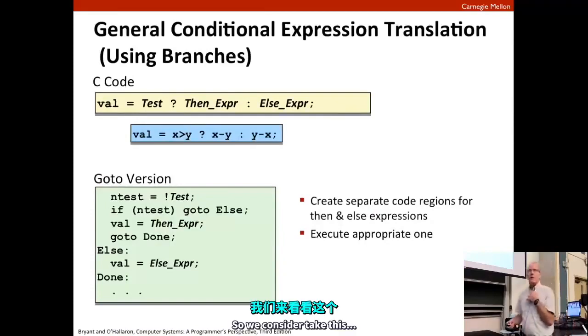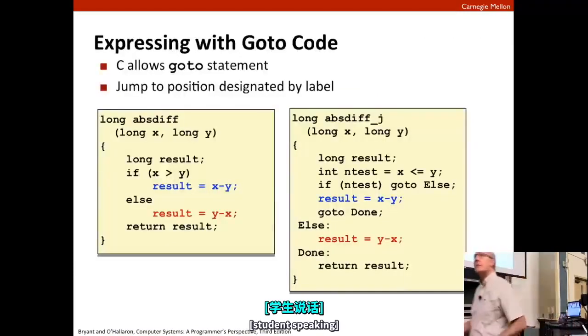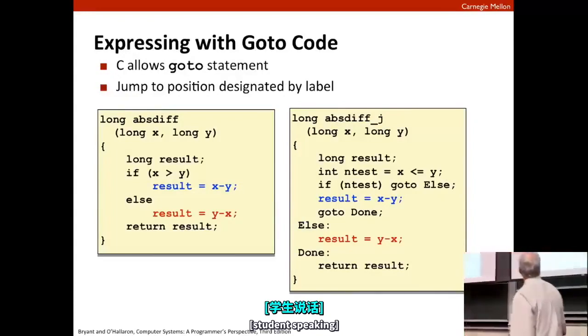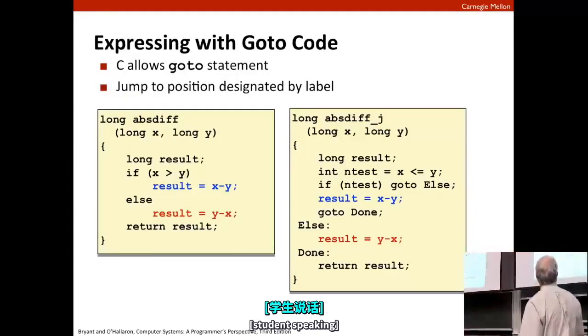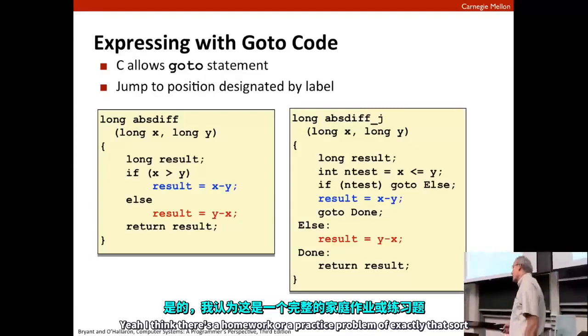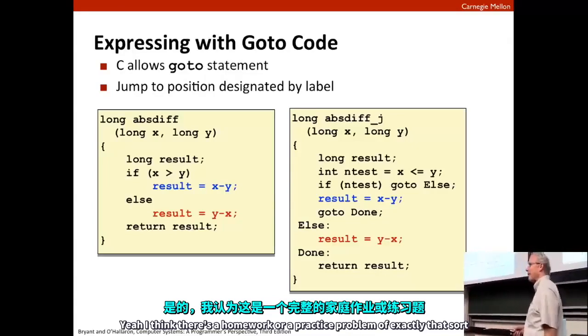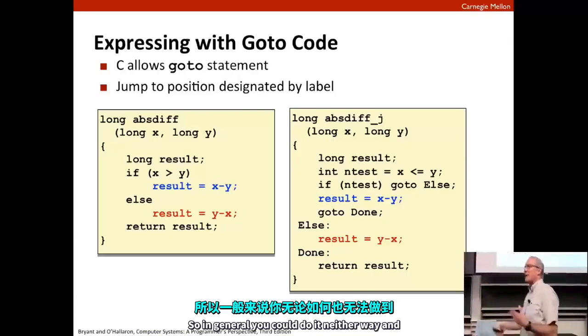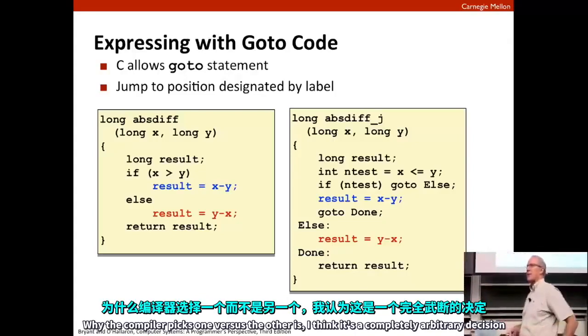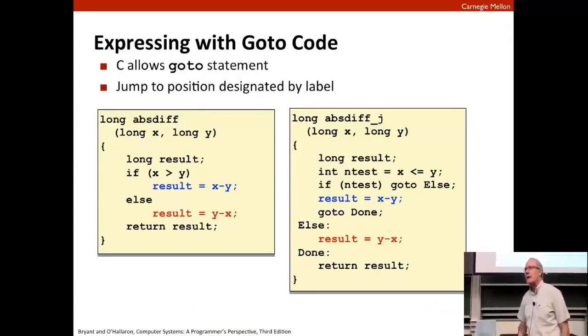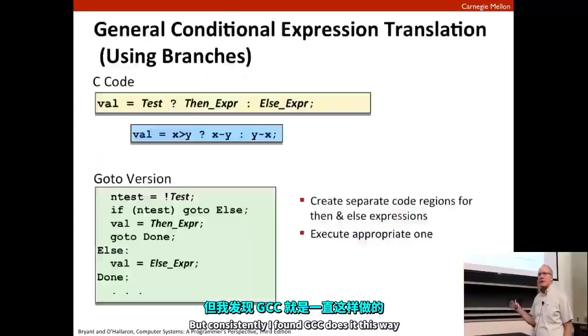So we can take this question. For the previous slide, did you have to reverse the test? Or is there a way you can do it? Yeah, I think there's a homework or a practice problem of exactly that sort. In general, you could do it in either way. And why the compiler picks one versus the other, I think, is a completely arbitrary decision. But consistently, I found GCC does it this way.